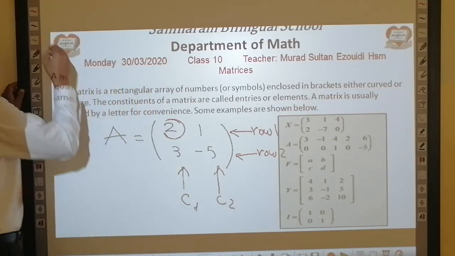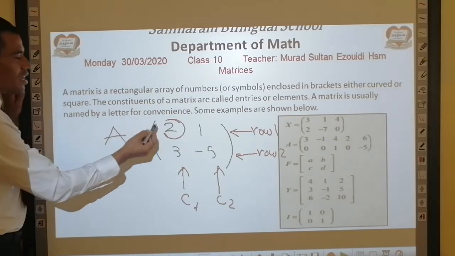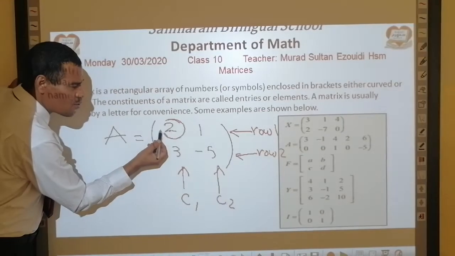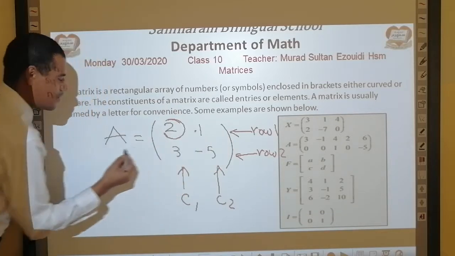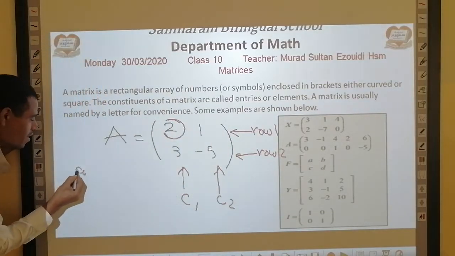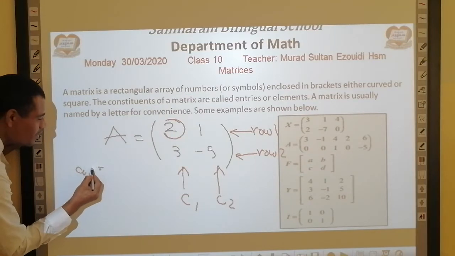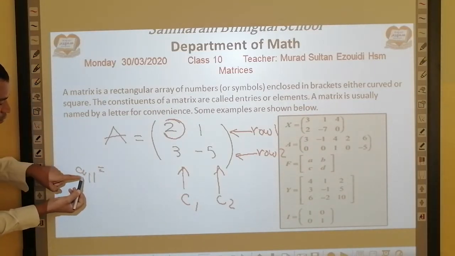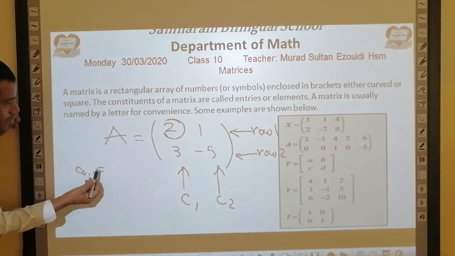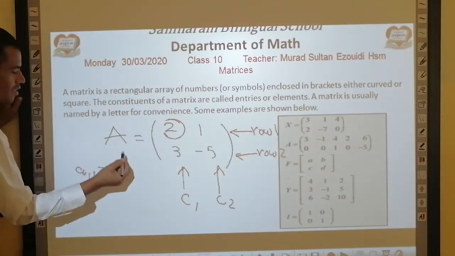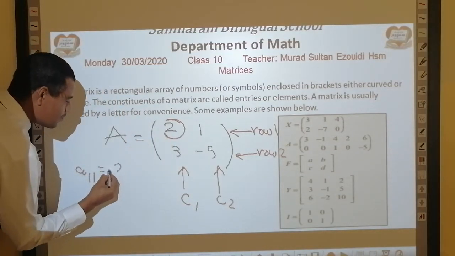So let's see, my kids. I will write the value that is on the first row, first column. I will label it as A11. A11 means the value in my matrix on the first row, first column. What is the value? This one, it is 2.